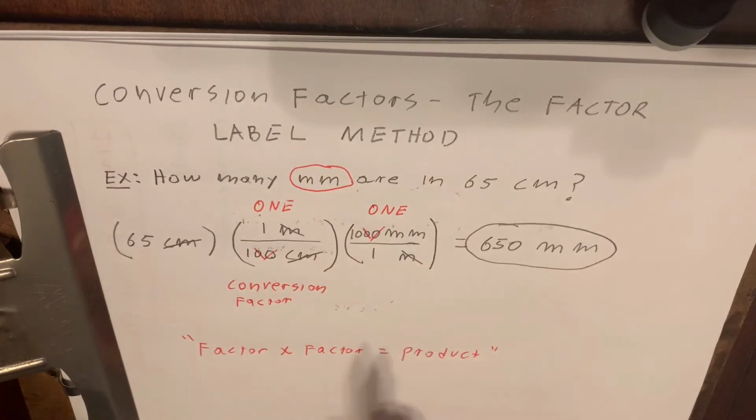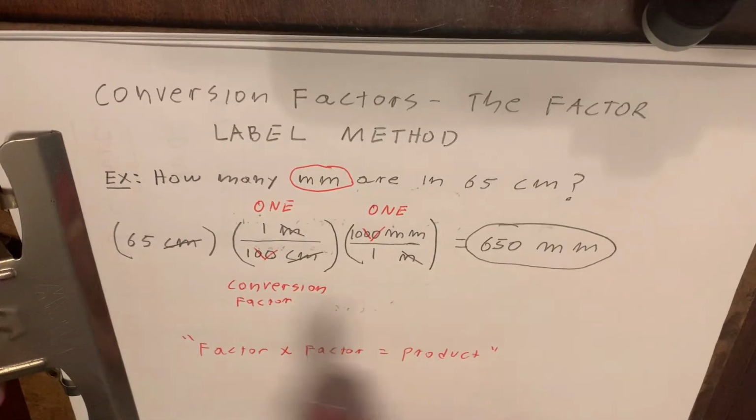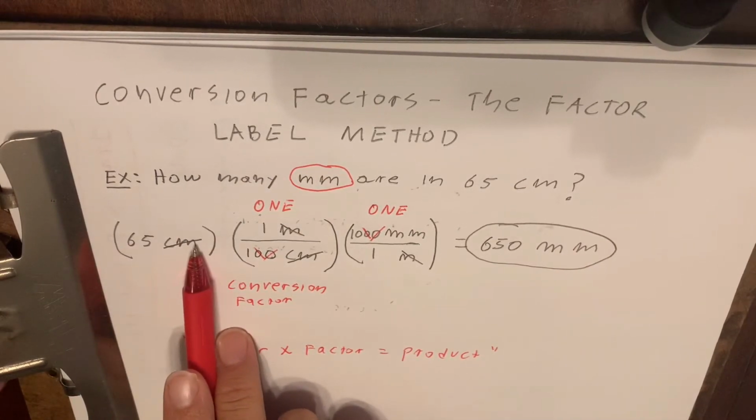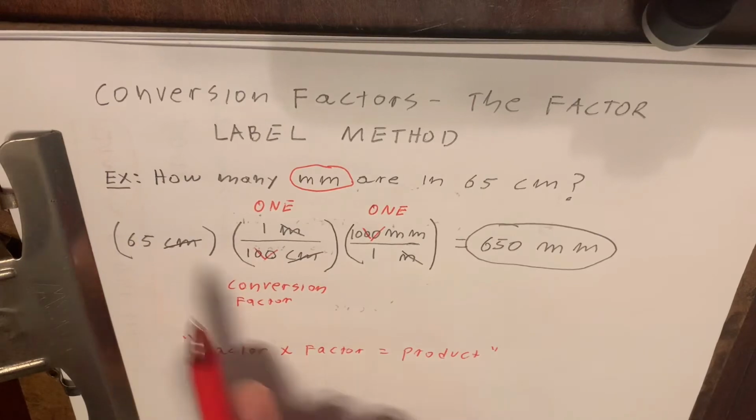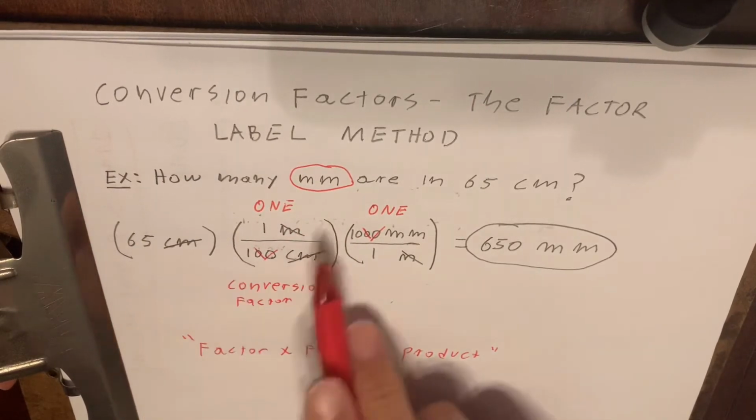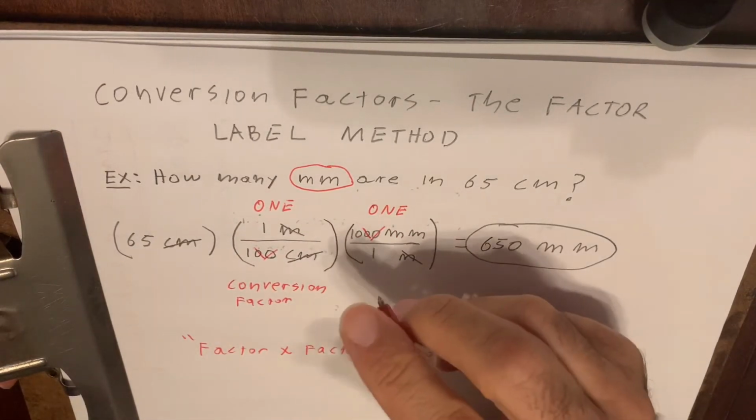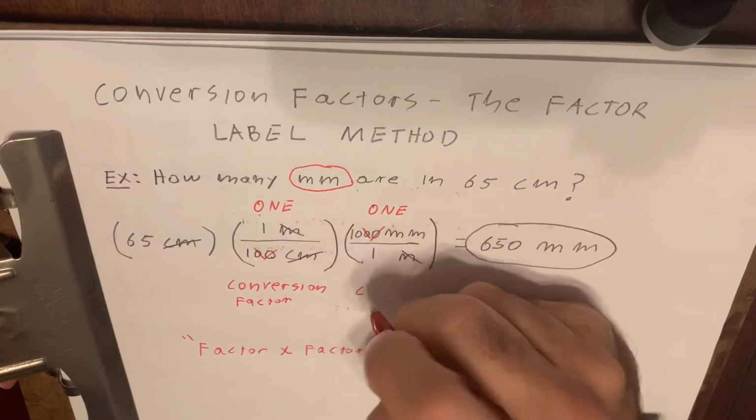So essentially, to get this problem, what we did was we took the 65 centimeters and we multiplied this by two disguised forms of 1, which were each conversion factors.